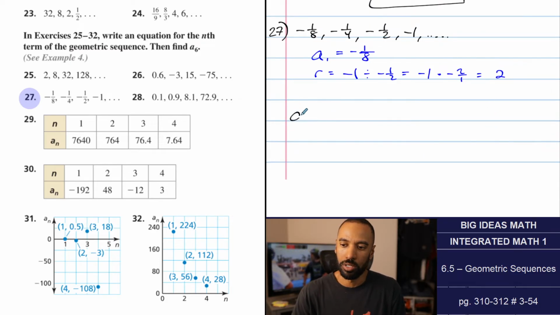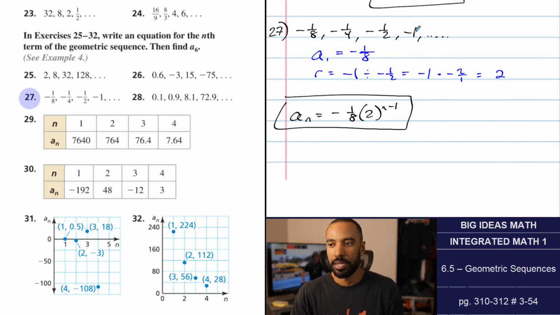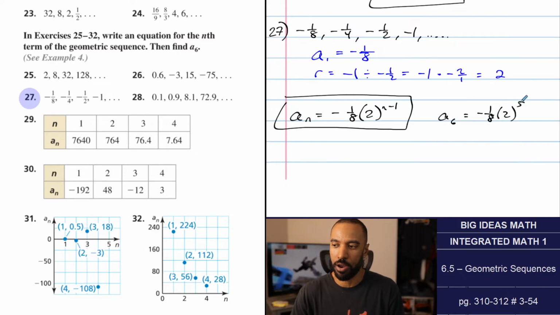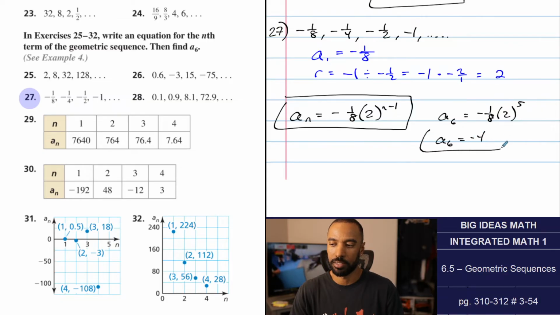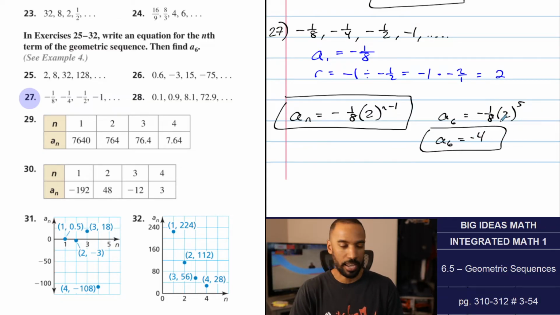So your rule is going to be negative 1/8 times 2 to the n minus 1 power. The 6th term should be negative 4 times 2 times 2, right? So negative 1/8 times 2 to the 6 minus 1 power, 5th power. 2 to the 5th is 32. 32 divided by negative 8 is negative 4. So we are getting that. Feeling good about that answer, coach.